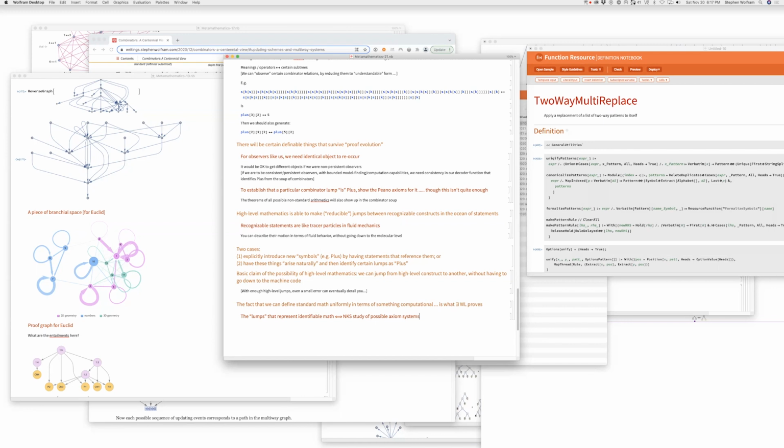So the issue again, what counts as an observable thing in mathematics? And how do you, from the soup of combinators, say, yes, that thing there is going to be a part of human mathematics? My guess is that the mathematical observer has some non-zero extent in meta-mathematical branchial space, so to speak.